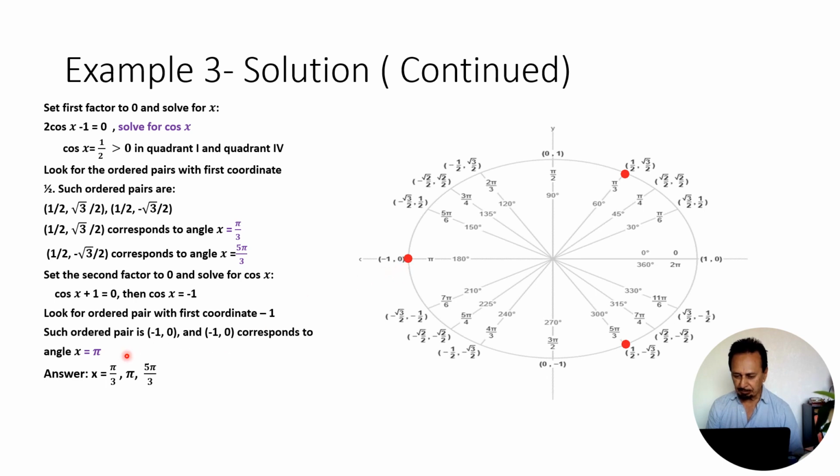And this corresponds to angle pi. So now we write all the answers from smallest to largest. So the answer is x equal to pi over 3, and the second is pi, and the third answer is 5 pi over 3.